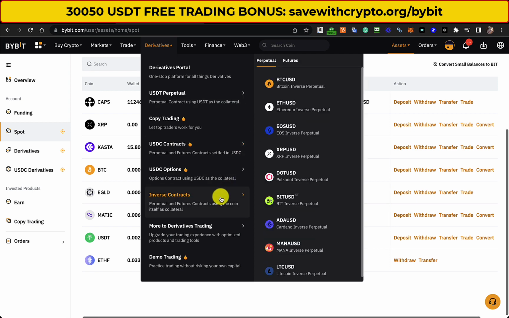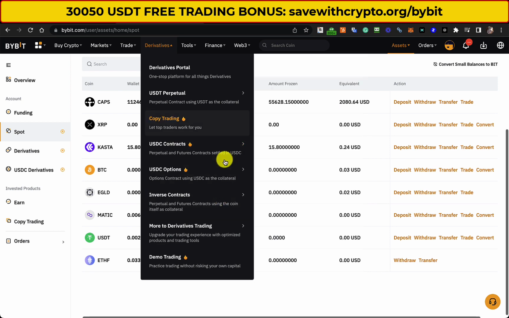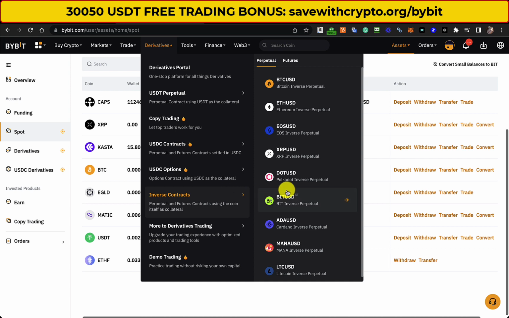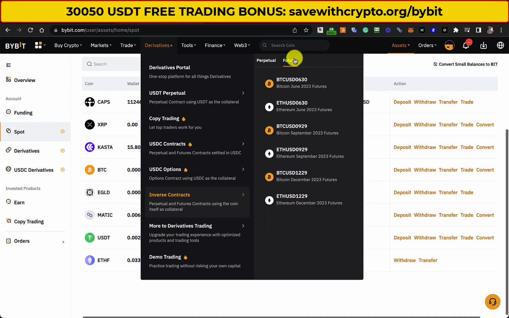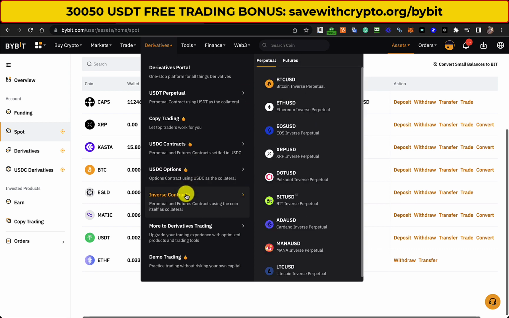So I use inverse contracts. Okay, so here you've got inverse perpetual contracts, right? Now, perpetual means that you go into a trade and it can stay open as long as you like. Futures I've never used, but with futures what you're doing is kind of betting on the future price of a coin, if you like. I don't fully understand what futures are, but I've never used them, so I only ever use inverse perpetual. So the one I use most is Bitcoin USD.